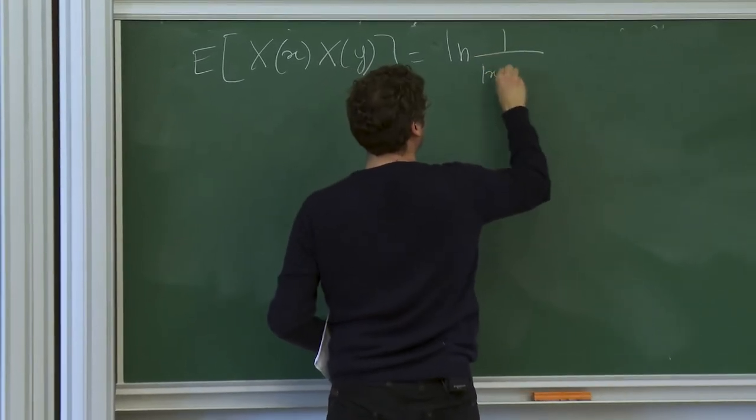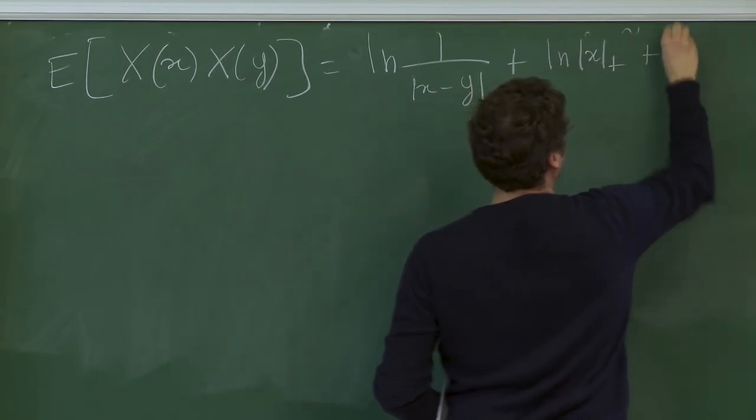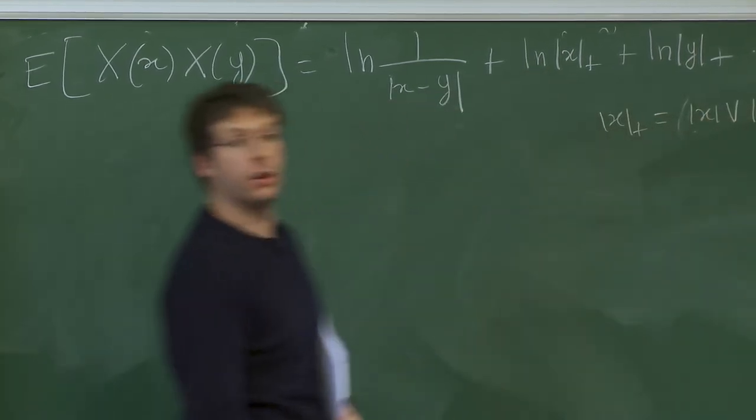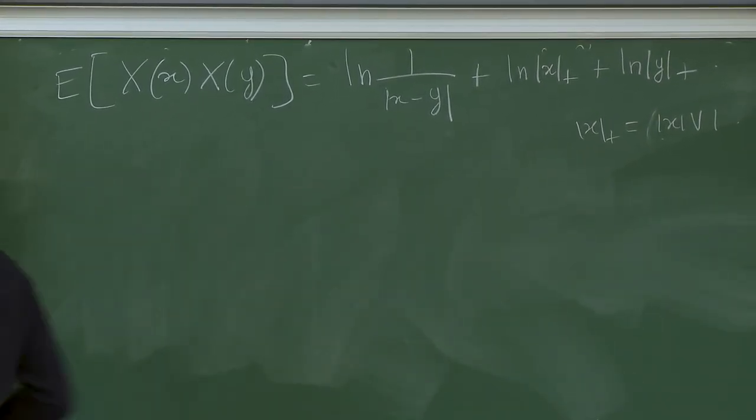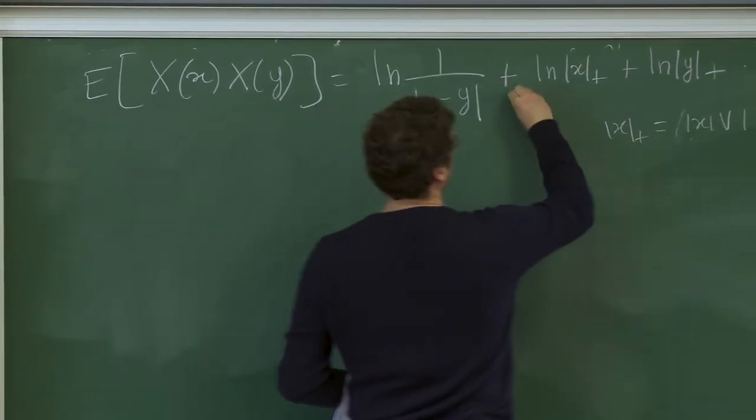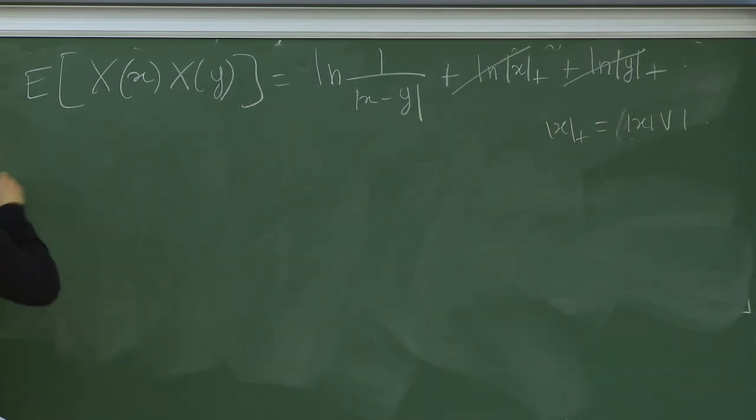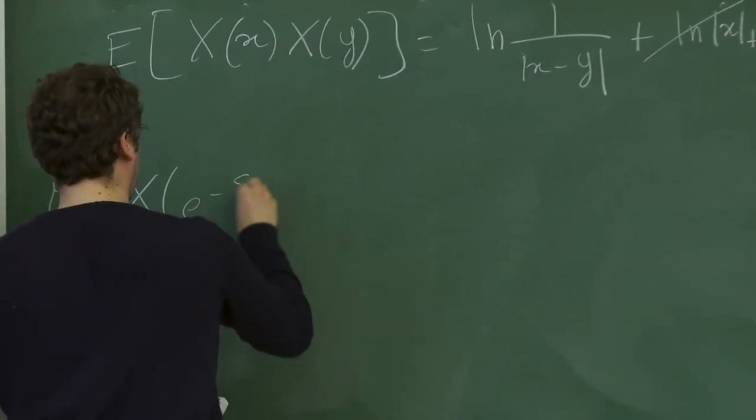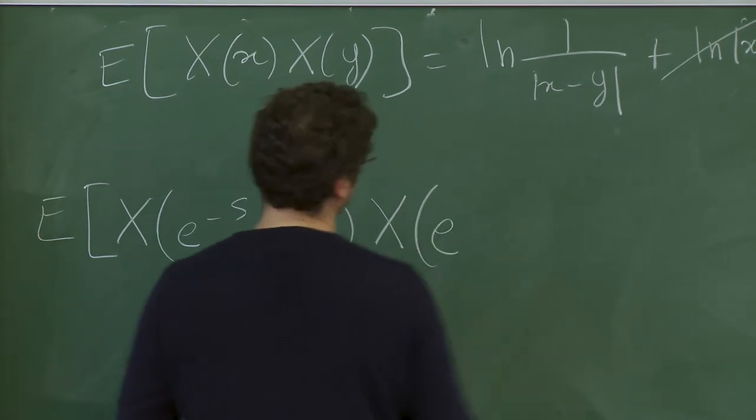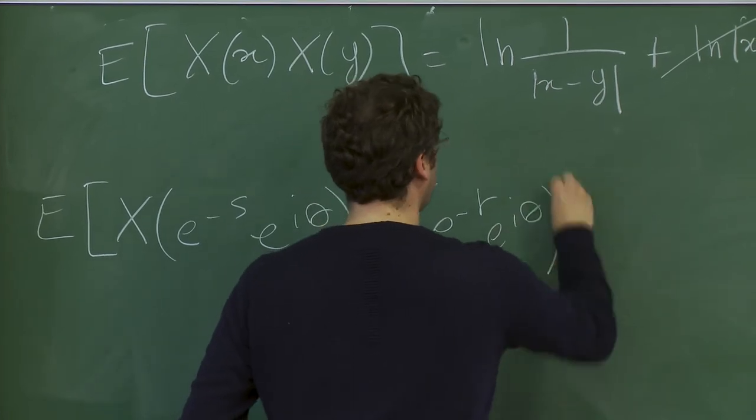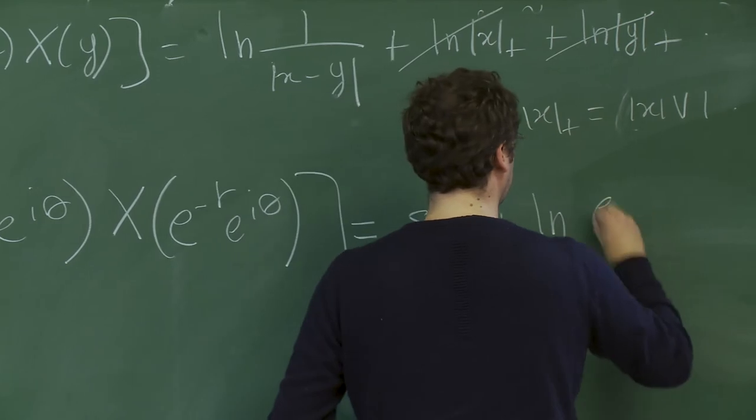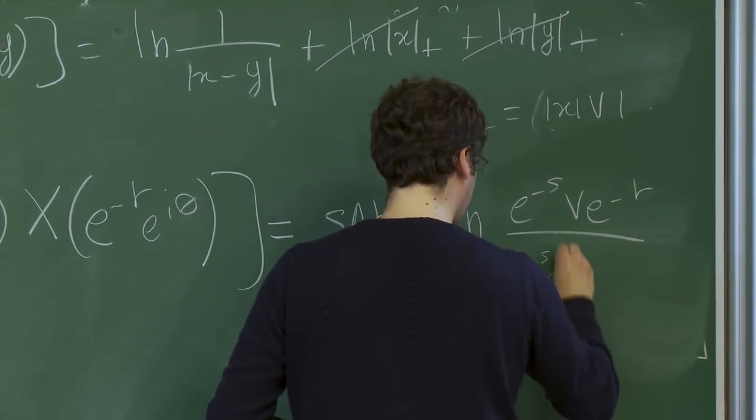It's log 1 over |x minus y| plus log of x plus times y plus, where x plus is the maximum of |x| and 1. So if I'm inside the ball of center 0 and radius 1, this thing disappears, right? This is worth 0 and this is worth 0. So inside the ball, my GFF, I can take out this term. Now I'm going to do a change of variable, mapping my ball of radius 1 and center 0 to a cylinder. It's not a cylinder, it's a half cylinder. Now if I look at the covariance, it's nothing but this, and it's the minimum of s and t plus log of this. This is a straightforward computation.